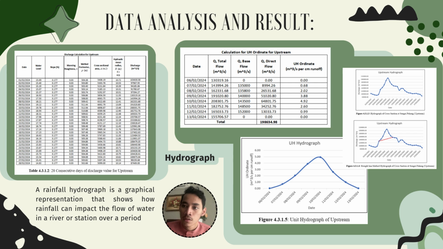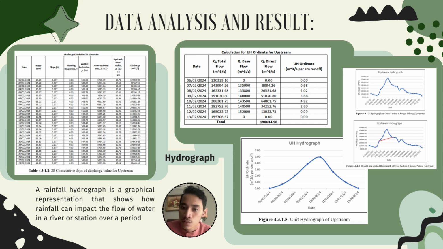Alright, so now I will explain about the hydrograph, which is the last thing for our group project. A hydrograph is a graphical representation that shows how rainfall can impact the flow of water in a river or station over a period of time. By multiplying the area of the river's cross-section by its velocity, we can calculate the discharge, which refers to the amount of water that passes through a specific point in the river per second.